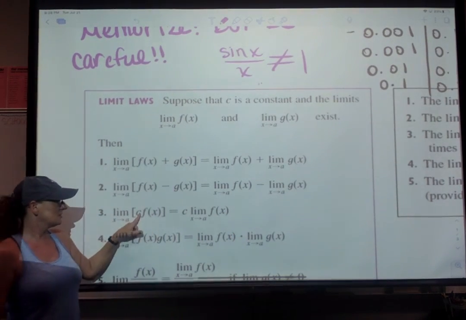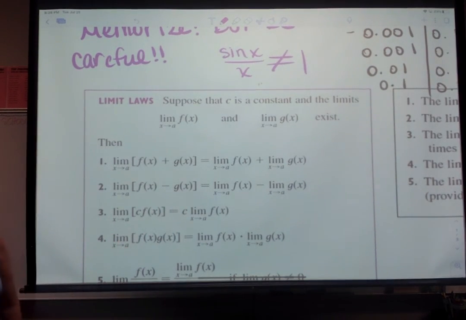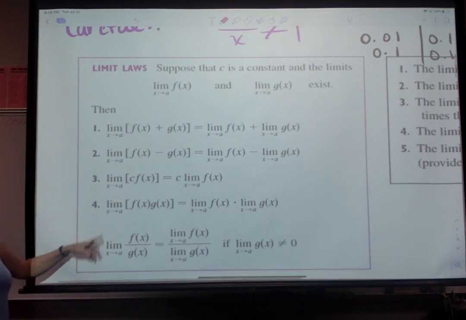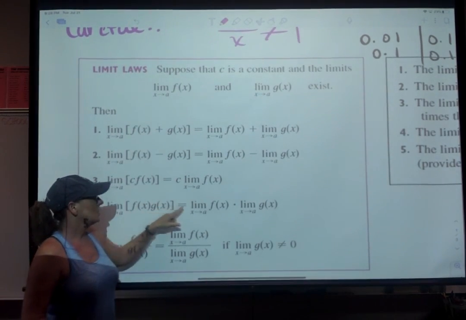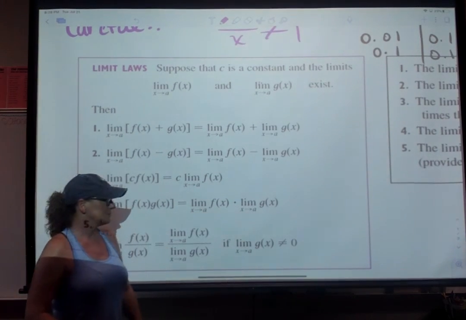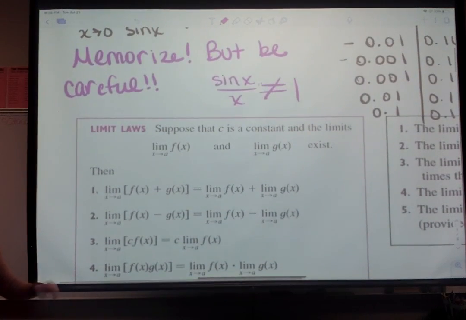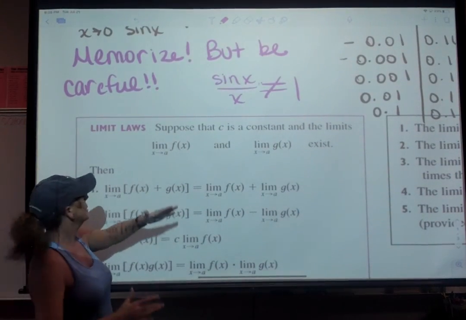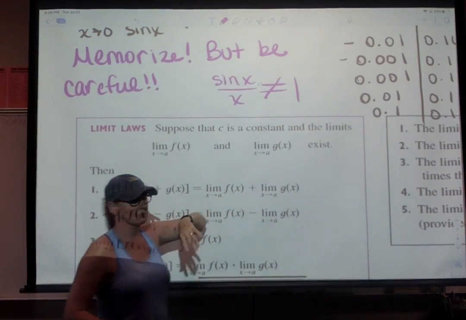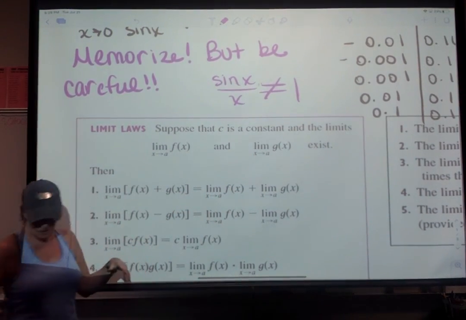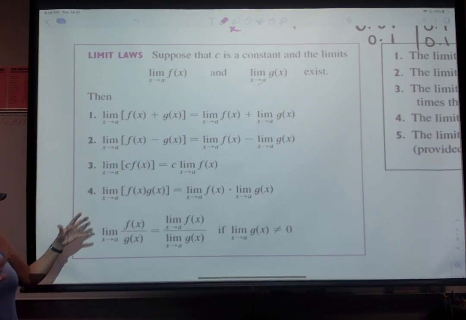So if the constant's in your way, pull it off, do your limit, put it back on, you'll get your answer. Number 4, kind of the same as number 1. If you've got two things being multiplied together, you can split them into two separate limits. And keep in mind, all of this is good as long as your limits do exist. If either one of these limits doesn't exist, we'll see later what happens.